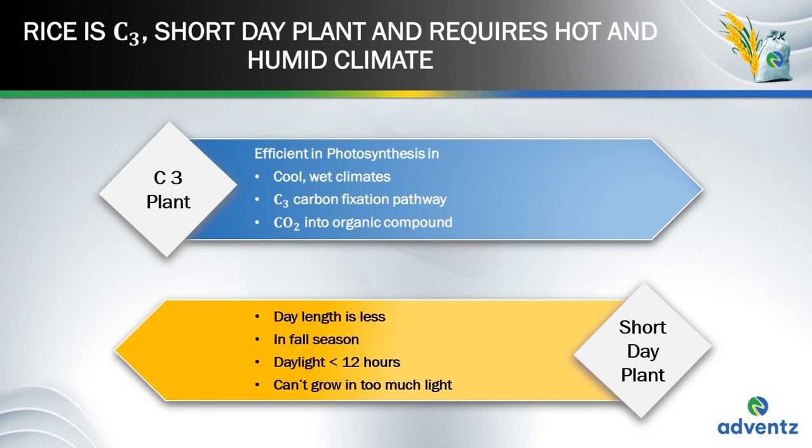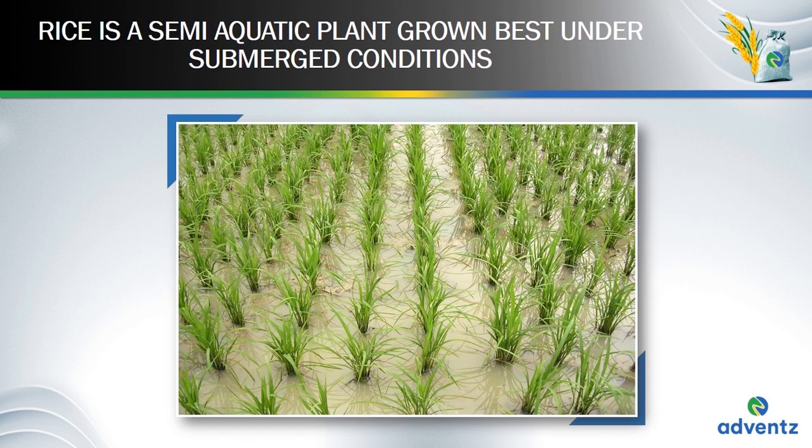This condition usually occurs in the autumn and winter season, which is the fall season, when daylight lasts less than 12 hours or so. They are unable to flower during long days with extreme amounts of sunlight or when exposed to a great deal of artificial light, which implies that short day plants cannot grow in too much light. Rice is a semi-aquatic plant which is best grown under submerged conditions. As shown in the picture on the screen, the soil that we grow rice in should be submerged under water.